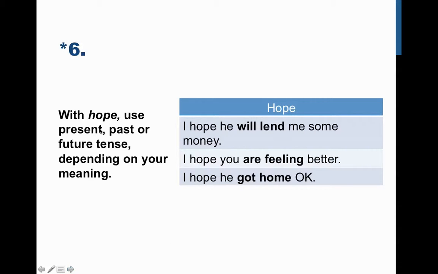With hope, use present, past, or future tense depending on your meaning. I hope that he will lend me some money in the future. I hope you are feeling better now. I hope he got home okay in the past.